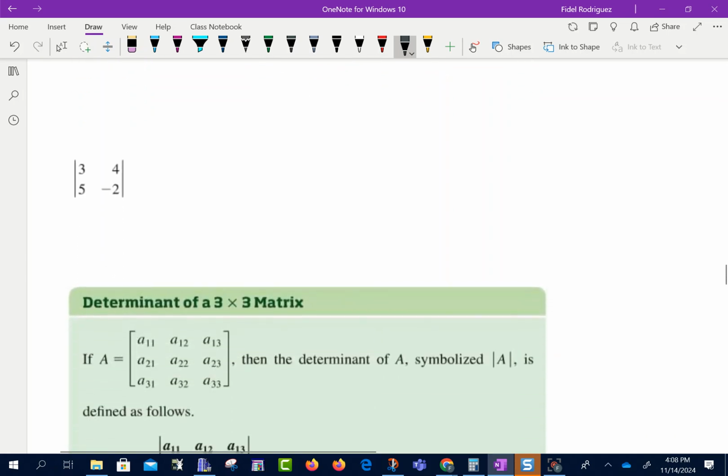I've got one more here. Okay, let's go ahead and do this one again. Look, y'all, we're going to multiply here. 3 times negative 2, negative 6. We're going to multiply those numbers. 5 times 4 is 20. We're going to subtract them, minus 26. Okay, when it comes to 2 by 2 matrices, guys, simple. It's really, really easy to do how we find the determinant.